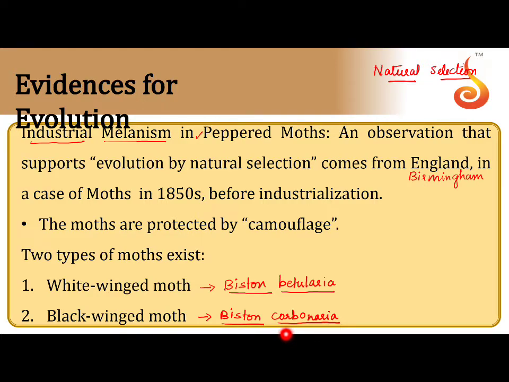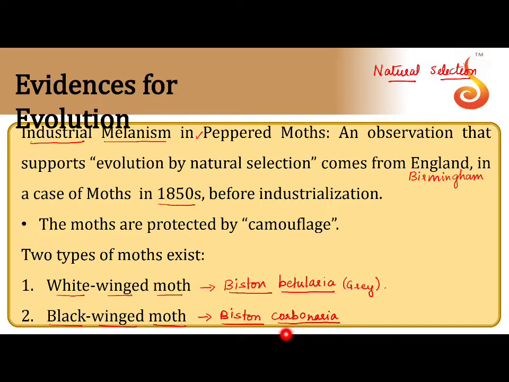Now, there are two types of moth. One is the white winged moth, known as Biston betularia. They are in general grey to whitish in color. There is another moth which is the black winged moth, known as Biston carbonaria. Now, we are going to consider two scenarios, one before industrialization and the other after industrialization.